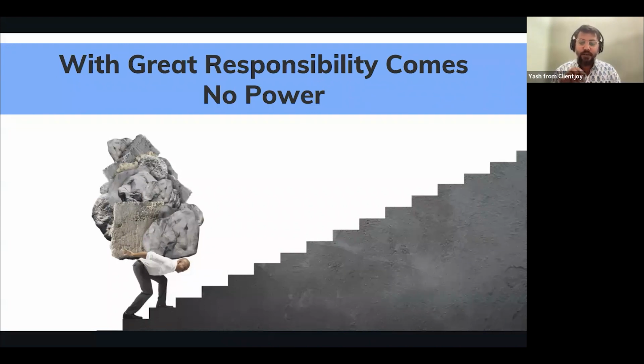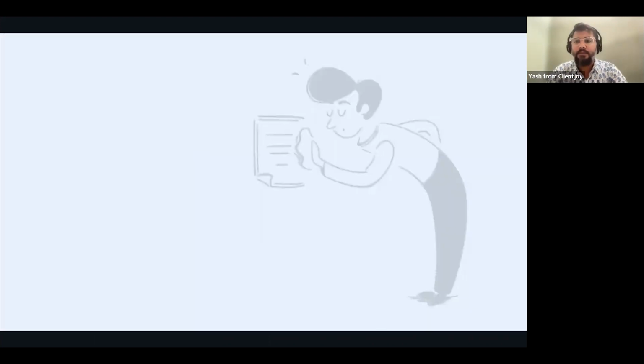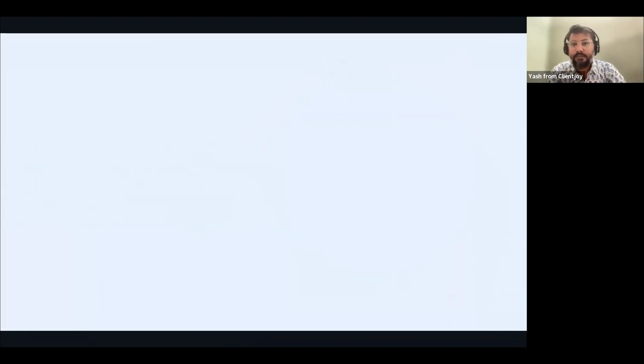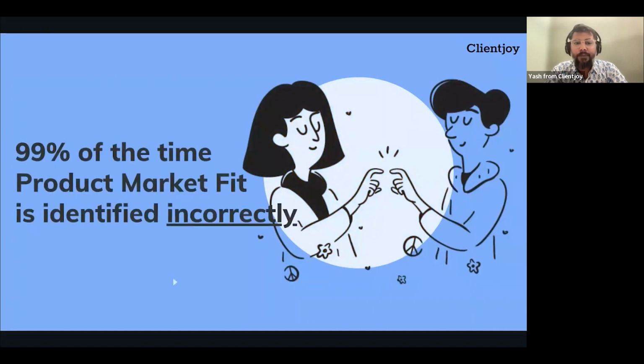So what we'll do during this conversation is try to identify some systems, some processes and some metrics to figure out how you can systematically get to the stage of product market fit in terms of the approach. So now that you have context, let's talk about PMF a bit, right?